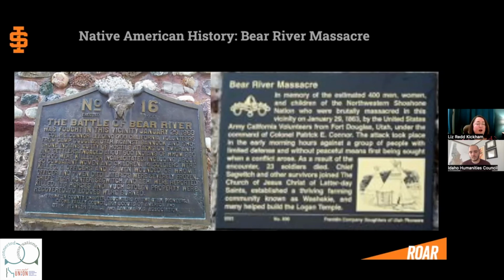And so the settlers asked the military to come in and help. And the way that the military helped in this case was to go and massacre an entire band of Shoshone people. 400 people who were just in their winter camp at dawn were invaded by a group of soldiers who have been called volunteers from California, and they just killed them all.